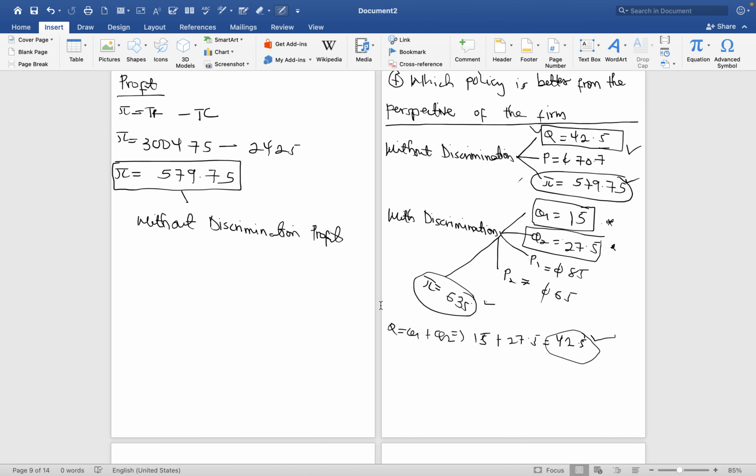So with the policy recommendation, the monopolistic producer should go forward with discrimination, because it brings an outcome of what? A higher what? Profit. So that's all for question 11. This is how we solve it.